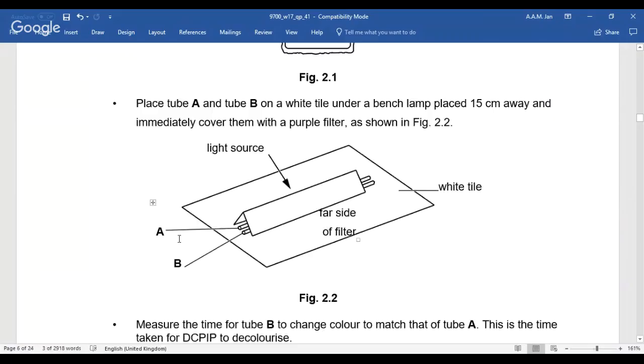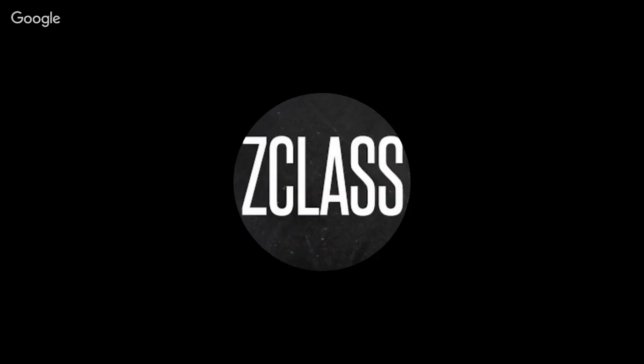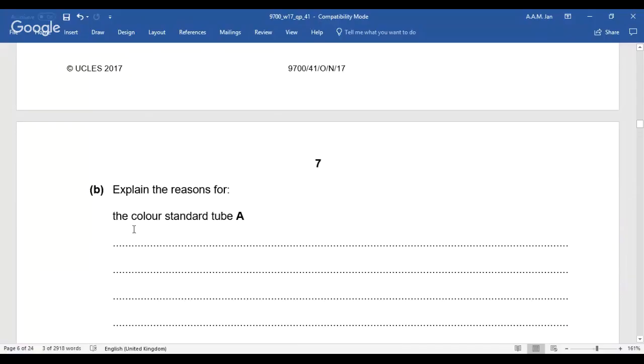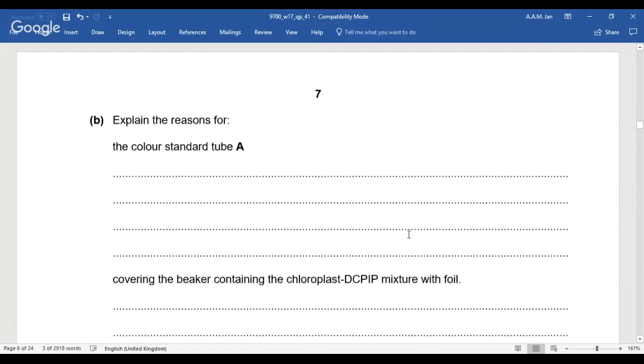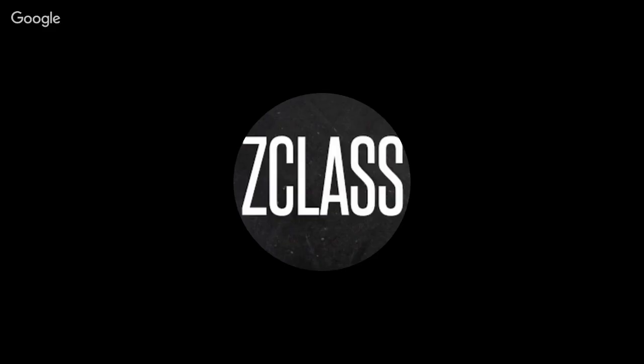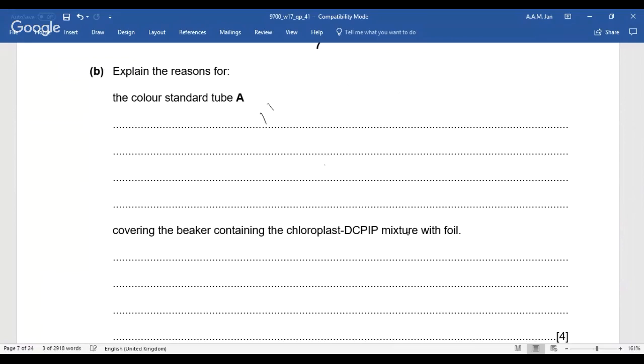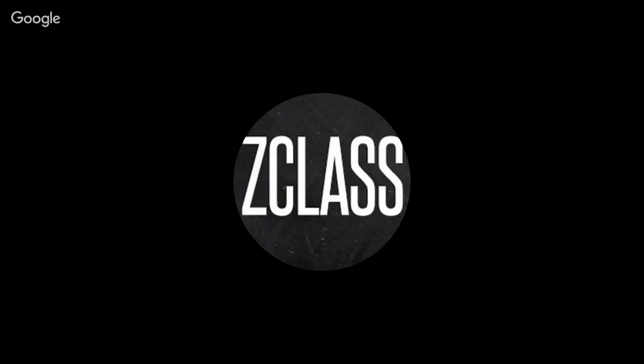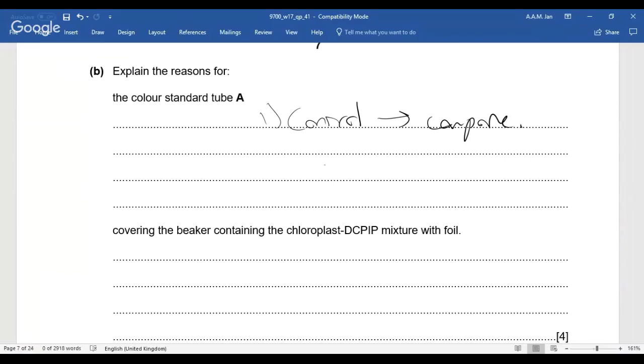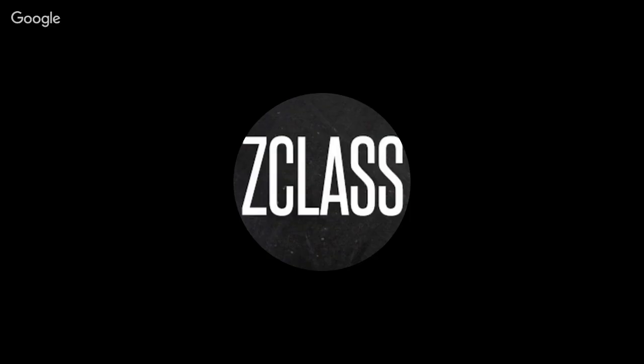Okay, good. So what this asks is why you have this color standard tube, and the answer is that it's a control. Controls are used to compare. If you didn't have tube A, you wouldn't be able to say whether the color change is due to the chloroplast, the DCPIP, or the mixture. Does that make sense?